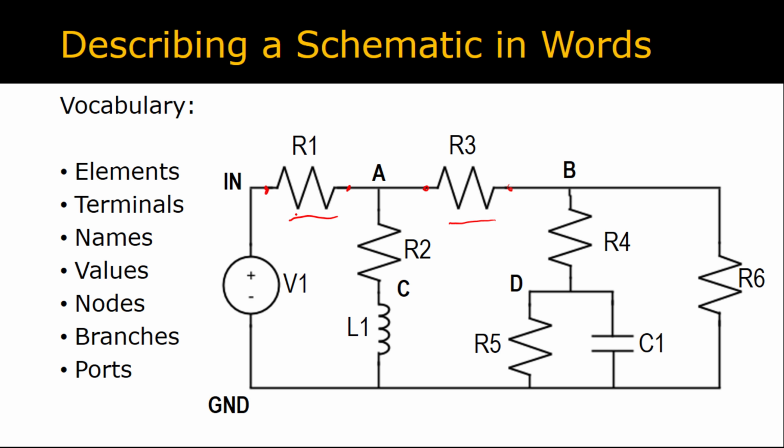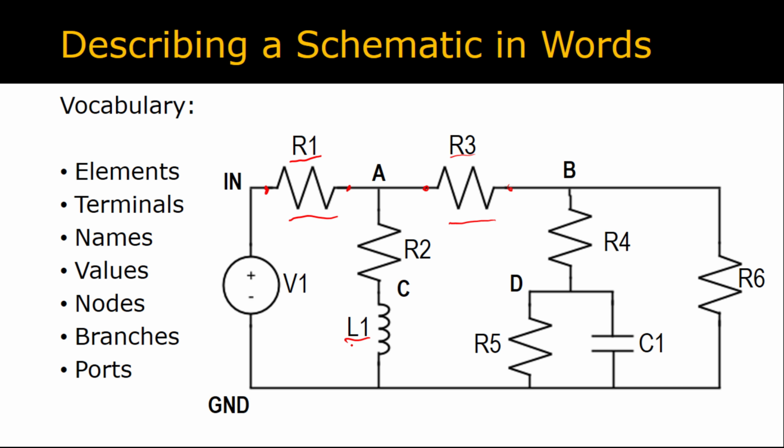So for instance, the first element I underlined is called R1. The second element I underlined is called R3. This different looking element is called L1. Sometimes elements will also have values associated with them. For instance, R1, R2, and R3 are all the same kind of element referred to as a resistor. And resistors have a value called a resistance, which is associated with the element.